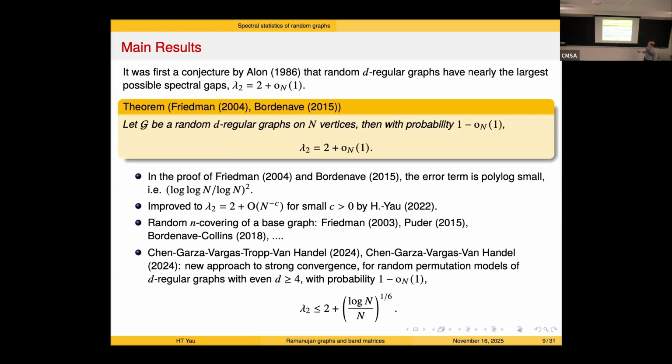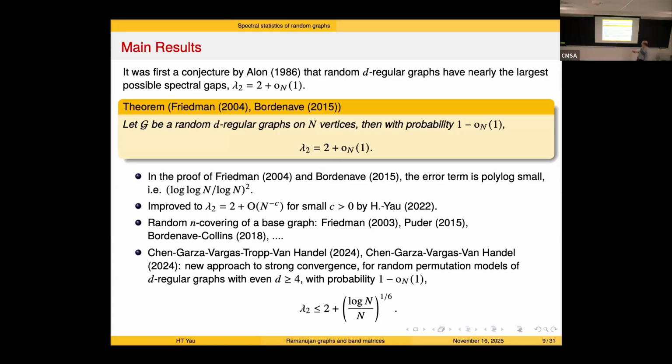All right, so this actually took us 6-7 years to do using our method of Green's function resolvent, and it can be improved to n to the minus a constant. Then they also do the extension. They not just did random d-regular graphs, they can also consider random d-coverings of a base graph. So there is a lot of work here. And in 2024, this exponent was improved to n to the minus 1/6.